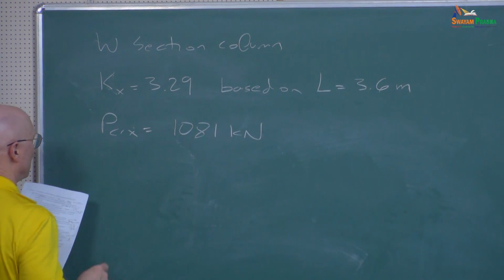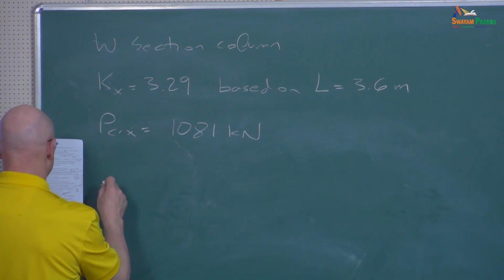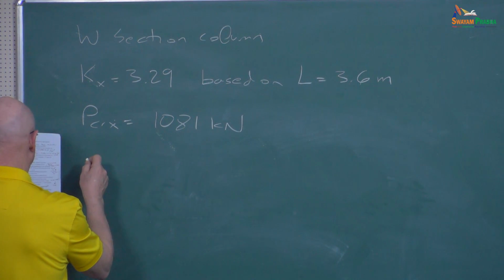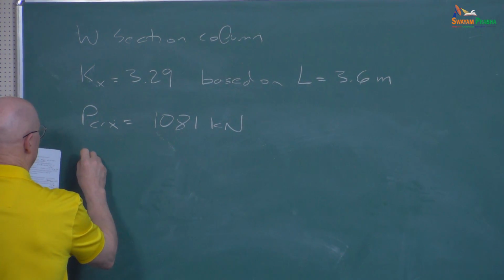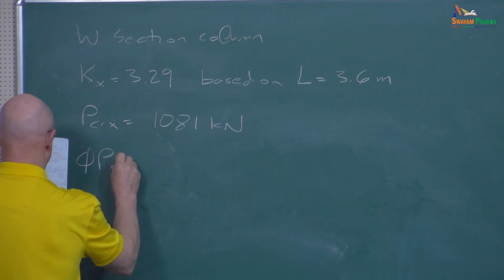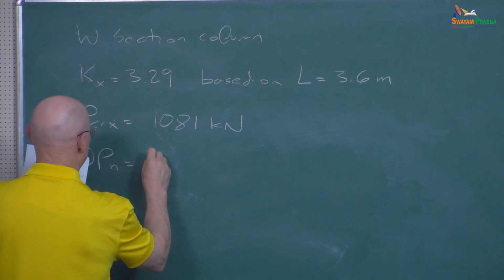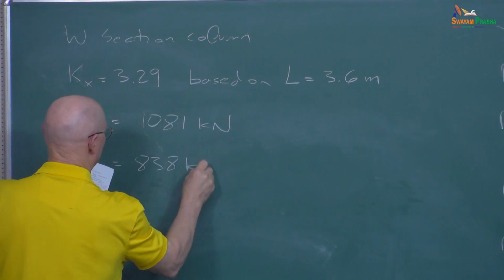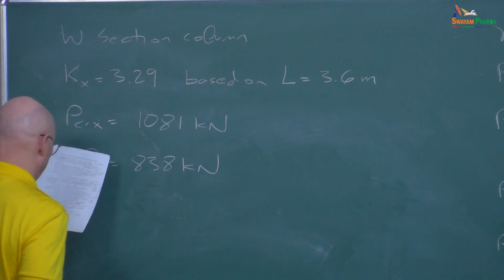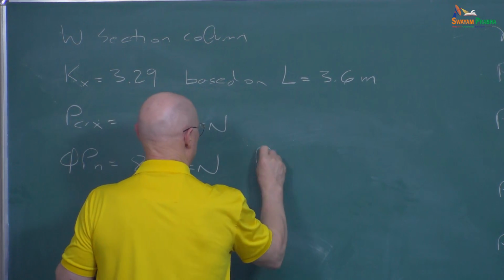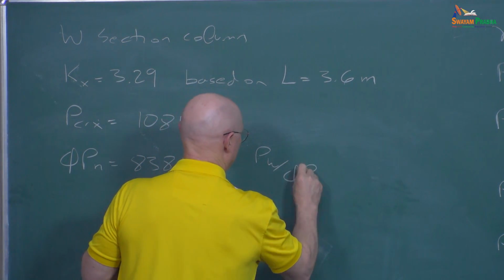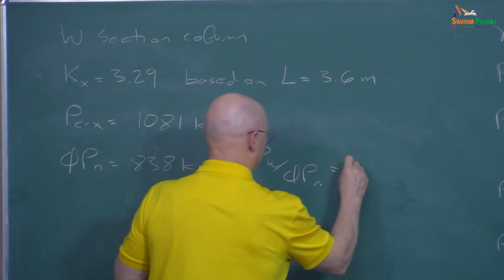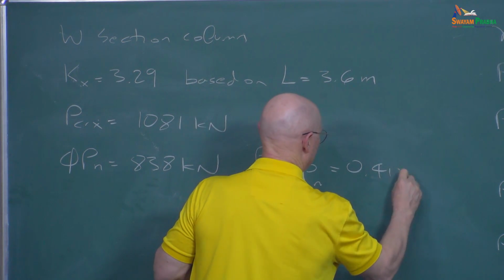And so if we use this with the AISC column curve formula, then we get a ϕPn equal to 838 kilonewtons and a Pu over ϕPn equal to 0.418.